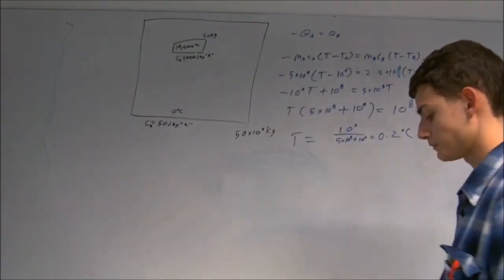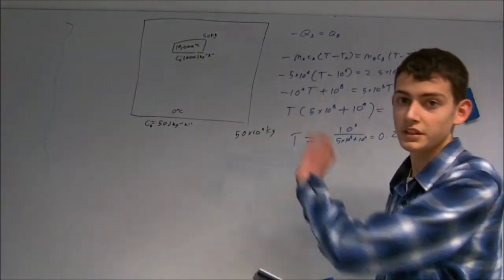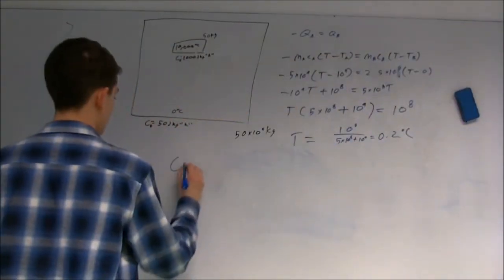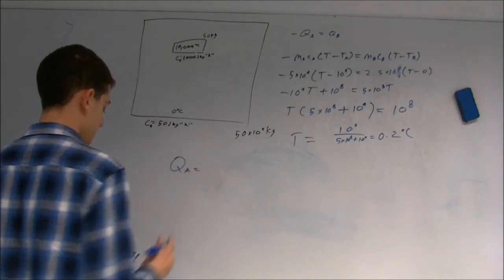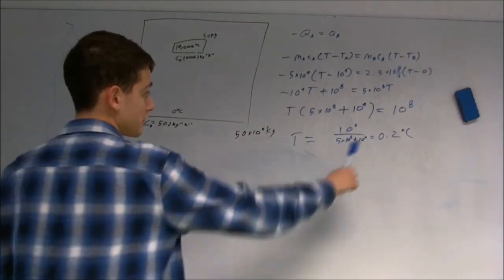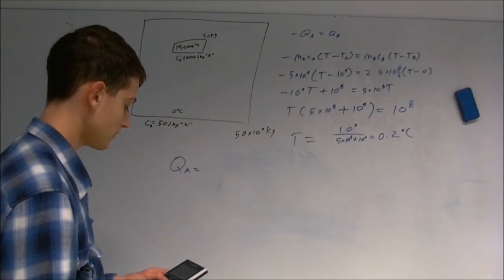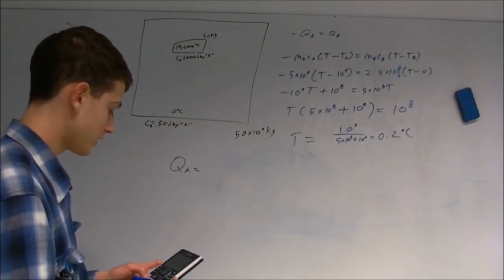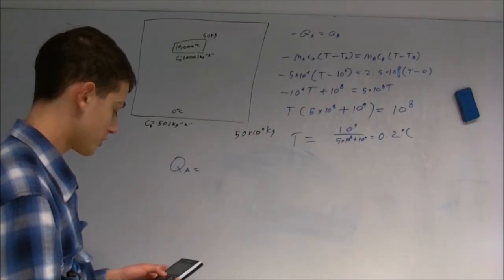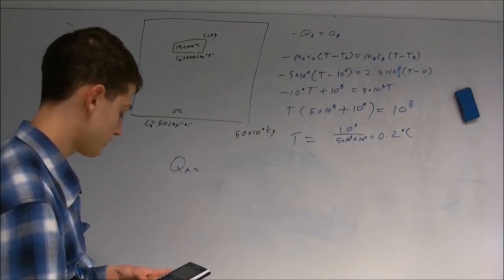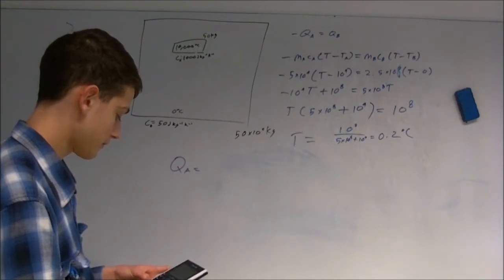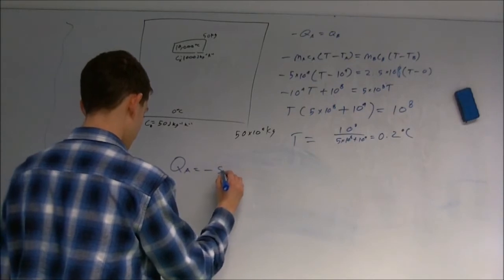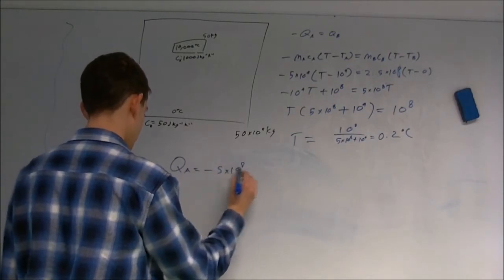Degrees Celsius. And now we can test, we can see what QA is. So I know the final temperature here. So let's do that. MC, which you got earlier, times the final temperature minus the initial temperature of 10 to the 4. And I got minus 5 times 10 to the 8.